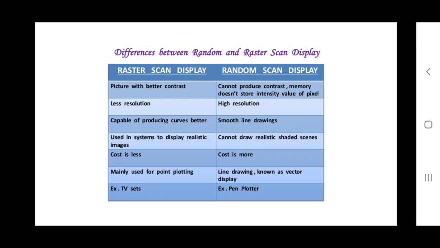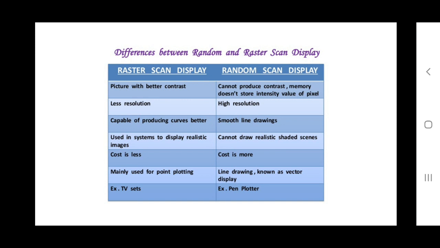Now coming to the differences between random and raster scan displays. Raster scan display gives a picture with better contrast, whereas random scan display cannot produce contrast and does not store the intensity value of a pixel. Raster scan display has lower resolution, whereas random scan display has high resolution. Raster scan display is capable of producing curves better. Random scan display gives only smooth line drawings, which means you can only draw 2D drawings.